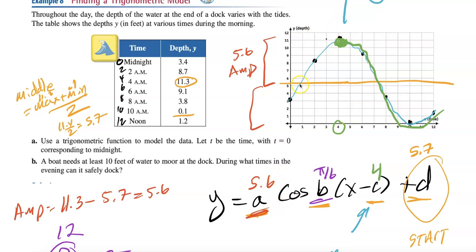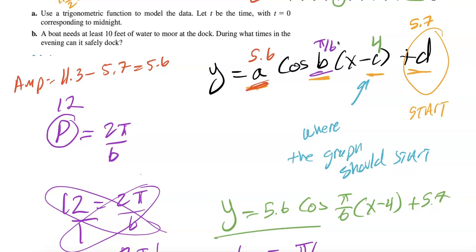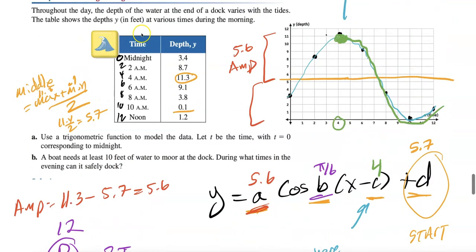If we did sine, we should start right here, and we'd have to figure out what point that is. But since we're doing cosine, our graph would start right there. That's the only difference. So there's our equation: y equals 5.6 cosine of pi over 6 (x minus 4) plus 5.7. That's our model for this data here.